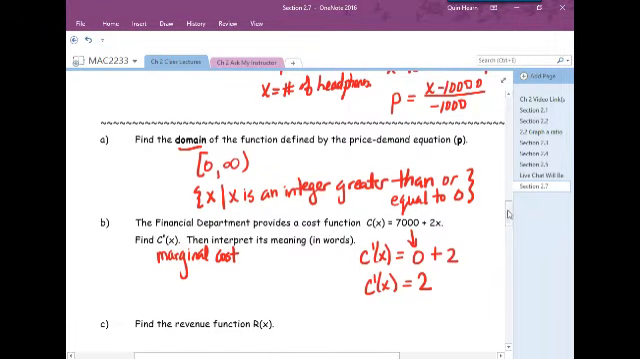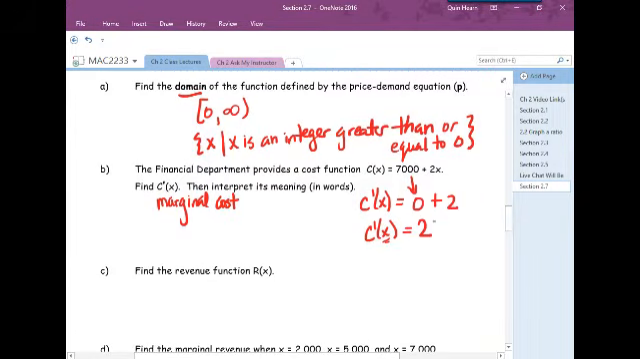Remember what x represents. X represents the number of headphones that we're producing. And so what this is telling us is that the cost of producing the next headphone is always a constant. It doesn't depend on x. It's just fixed. It's always going to be $2 more for each headphone produced. Or the cost goes up by $2 for each headphone produced.